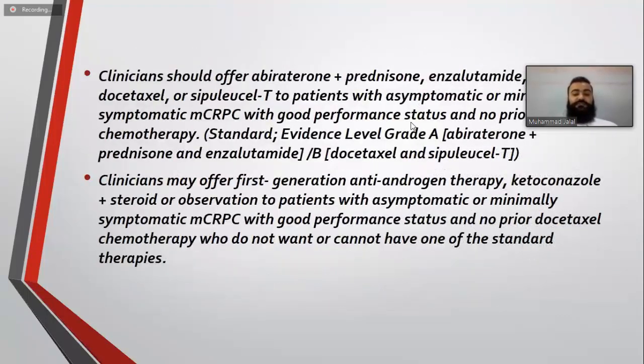The treatment options are: clinicians should offer abiraterone plus prednisone, enzalutamide, docetaxel, or sipuleucel-T to patients with asymptomatic or minimally symptomatic metastatic castrate-resistant prostate cancer with good performance status and no prior docetaxel chemotherapy. Standard, evidence level criteria: abiraterone plus prednisone and enzalutamide.